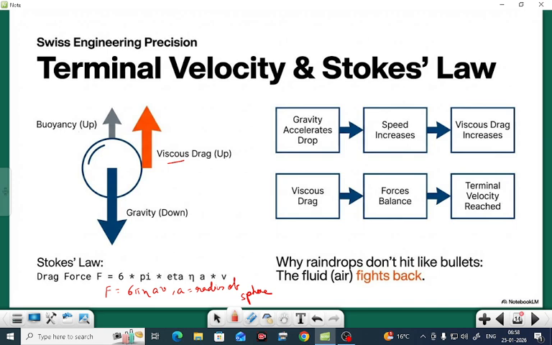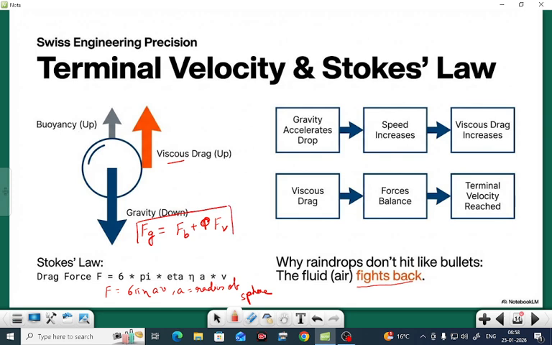Why don't raindrops hit like bullets? The fluid, air, fights back. The force of gravity is equal to the force of buoyancy plus the force of viscous drag, and this is at equilibrium.